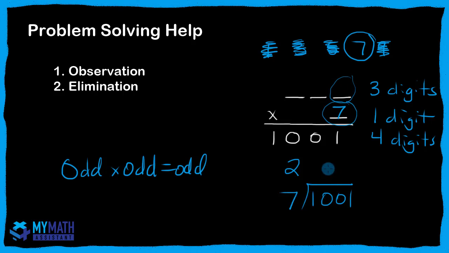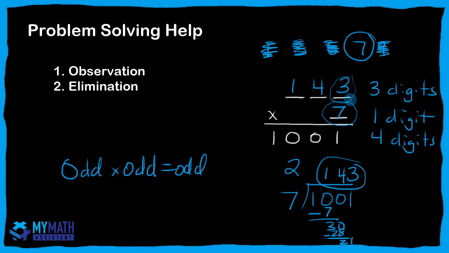So we take 10 divided by 7, subtract 7, we get a 3, bring the 0 down. 30 divided by 7 is 4. 4 times 7 is 28. I subtract and get a 2. Sorry, I'm running out of room. I bring down the 1, and 21 divided by 7 is 3 with no remainder. So this number right here is 143, and the problem is solved.